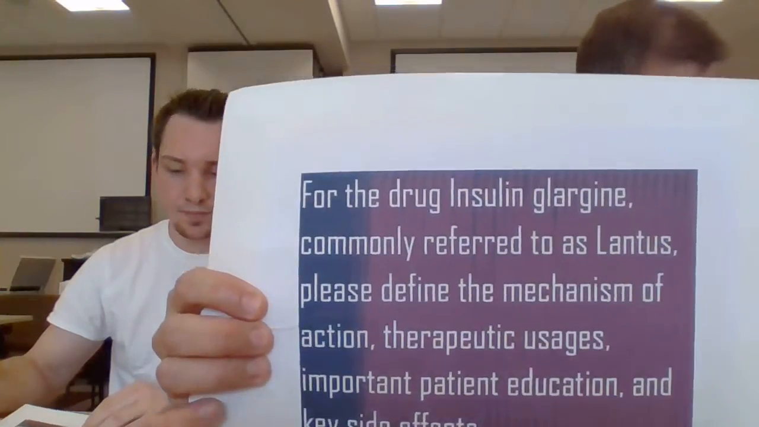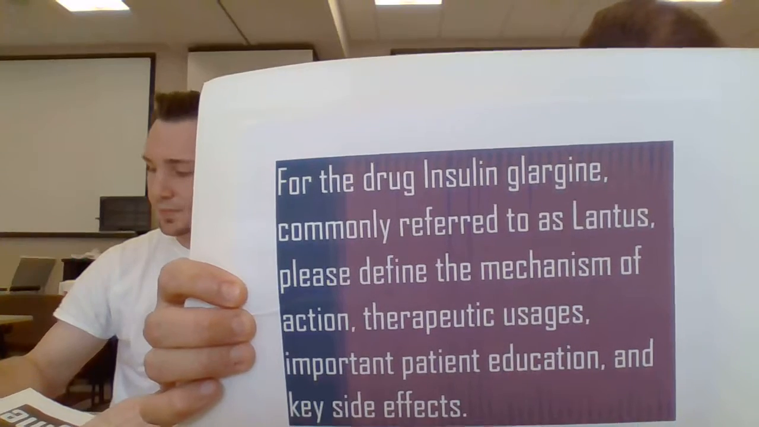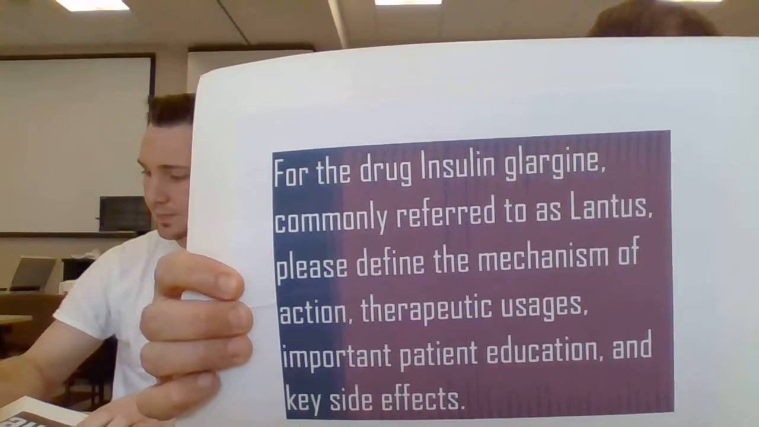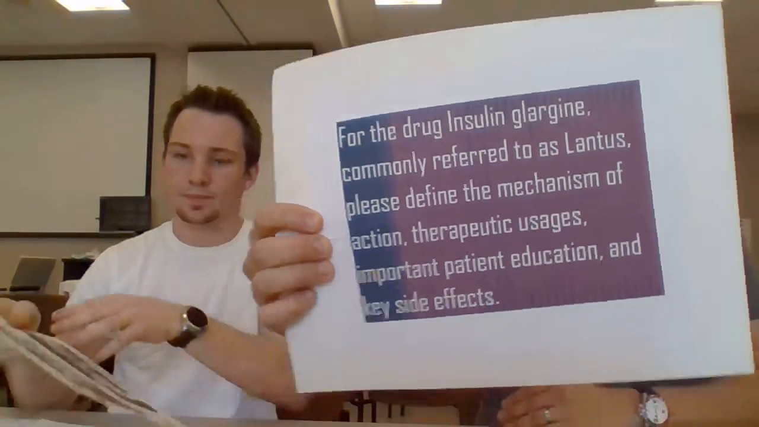Okay, that is correct. Okay, for the next question we have, for the drug insulin glargine, commonly referred to as Lantus, please define the mechanism of action, therapeutic usages, important patient education, and key side effects. What is insulin glargine? Insulin glargine is very similar to Lispro, except that it is a long-acting insulin.